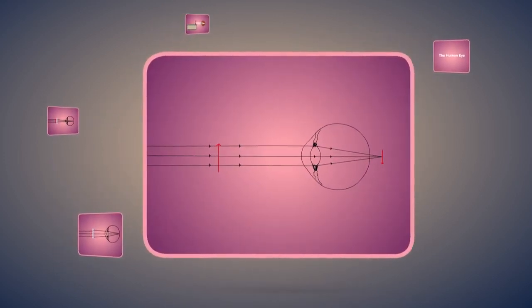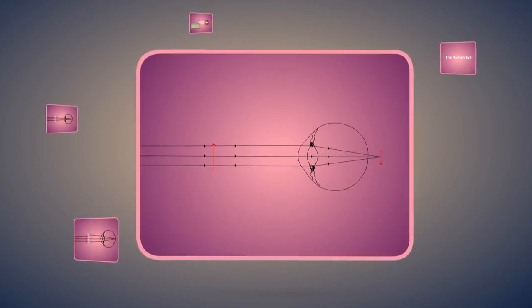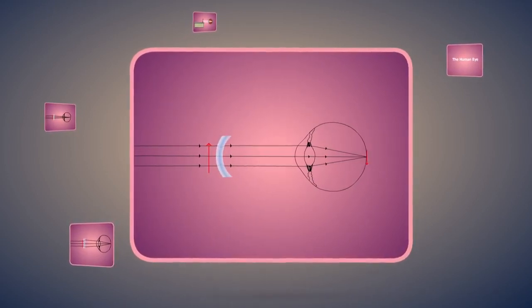In presbyopia, both nearby and distant objects cannot be seen clearly. This can be corrected by using bifocal lens.